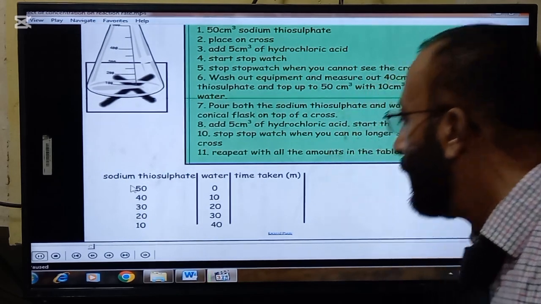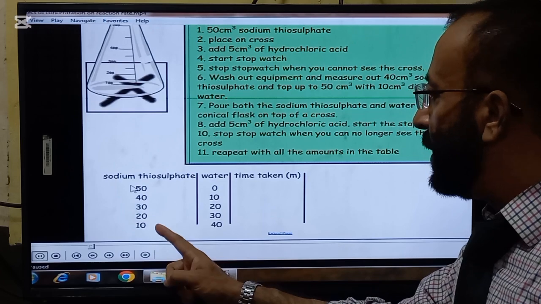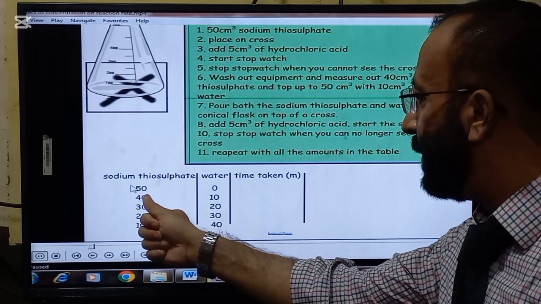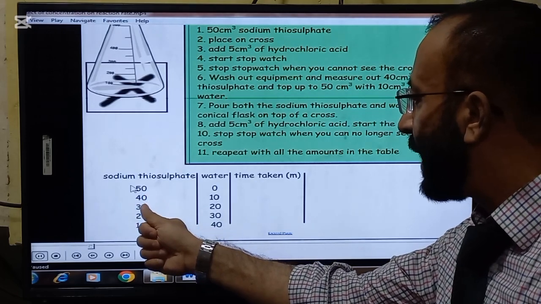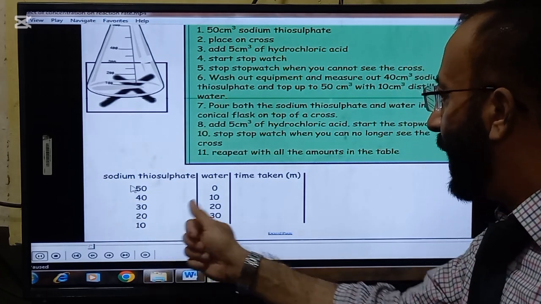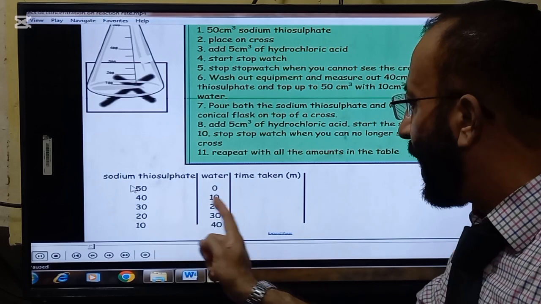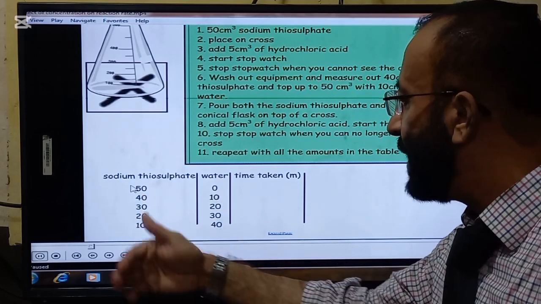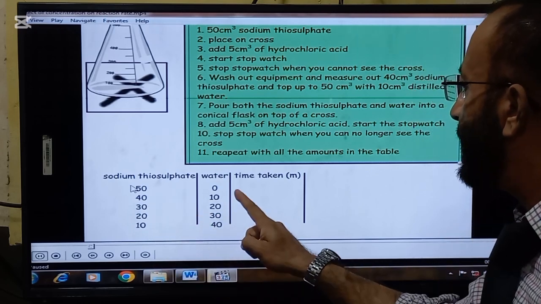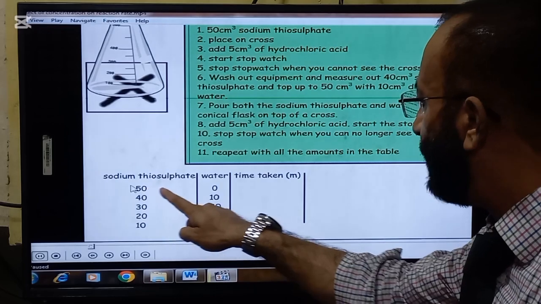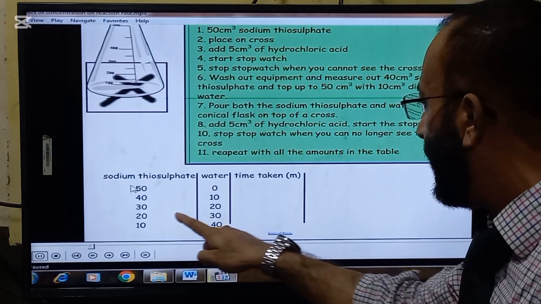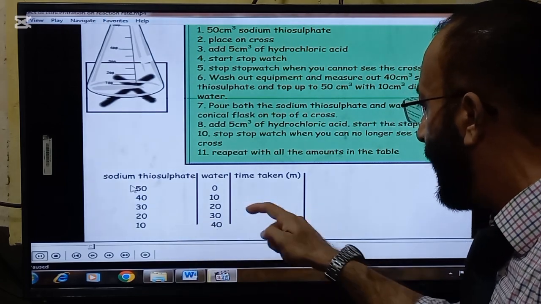So these are the experiments which you will repeat. The first experiment will be taken with 50 centimeter cube of sodium thiosulfate, the second with 40, the third with 30, the next with 20, and the next with 10. Because we are adding more and more water, in every successive experiment the concentration of the sodium thiosulfate is less, so the time taken will be more. Whatever the time taken in the first experiment, the next experiment will take more time, the next even more, and so on.